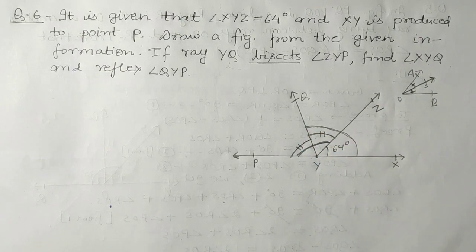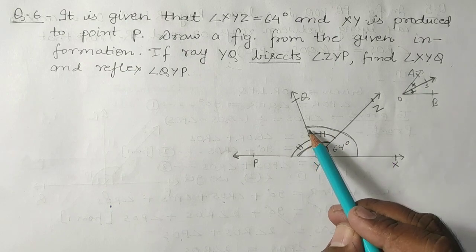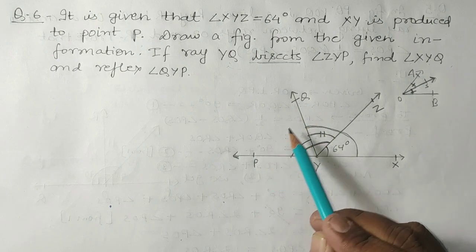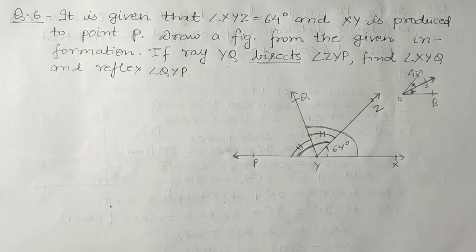And after that we have to find the reflex of angle QYP. I have told you, if you want to find the reflex of any angle, firstly just find this angle, and after that we subtract it from 360 degrees. So this is the question. In geometry it is very important to understand what is given and what is to be found. Okay, so the figure we have made, and now we are going to solve the question.